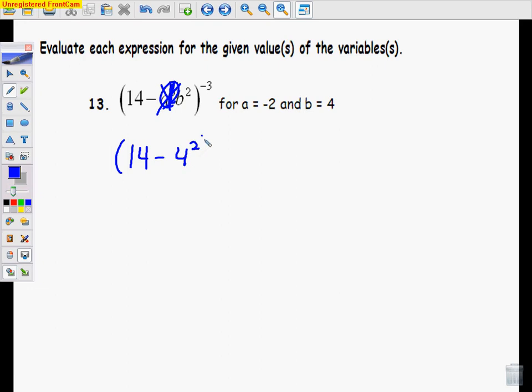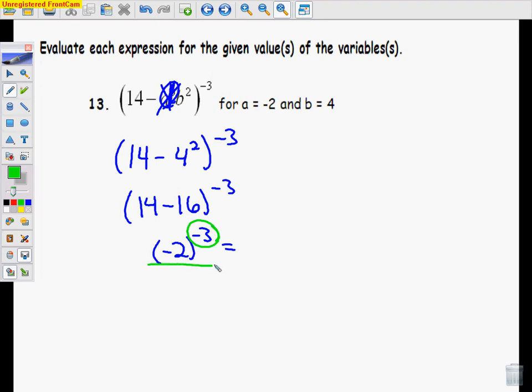So we have 14 minus b squared, and b we know is 4. So that's 4 squared to the negative third. We know that 4 squared is equal to 16. Okay, and then we know 14 minus 16 is negative 2. And then once again, we're going to simplify here. Now, the way that you get rid of a negative exponent is by taking the reciprocal. You flip it. You change its position. Okay? So right now we have all of this in the numerator. So this is all going to go to the denominator, and the exponent will become positive. So that's going to become 1 over negative 2 now to the positive third.